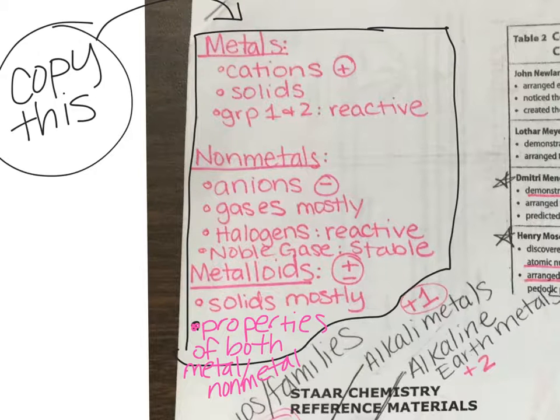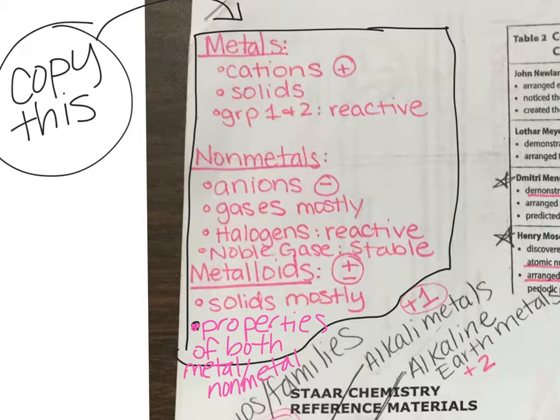What's group 1 called? Alkali metals. What is group 2? Alkaline earth. What's all that middle group called? Transition. And what's group 18? What's group 16? Oxygen family. Good. All right, good.